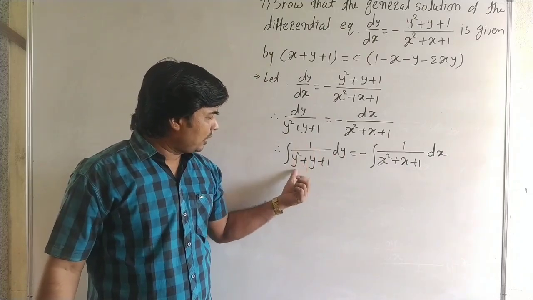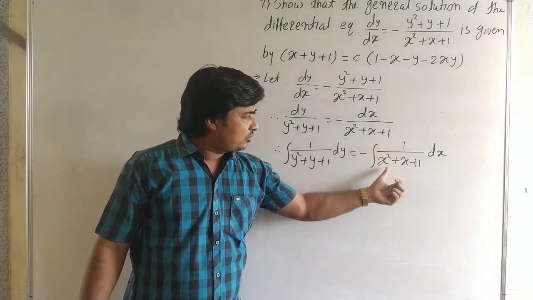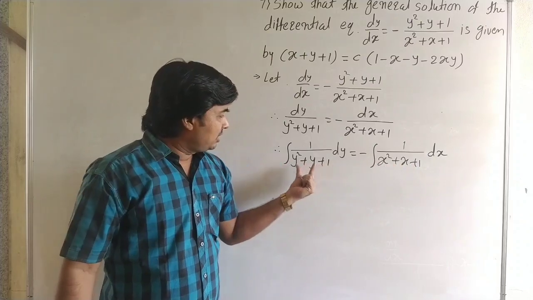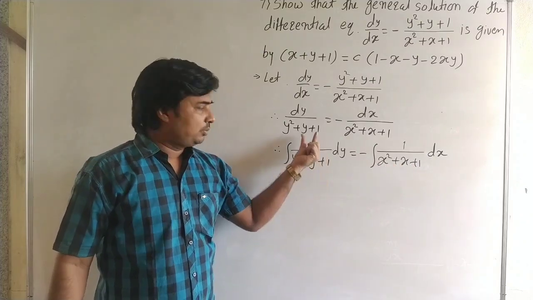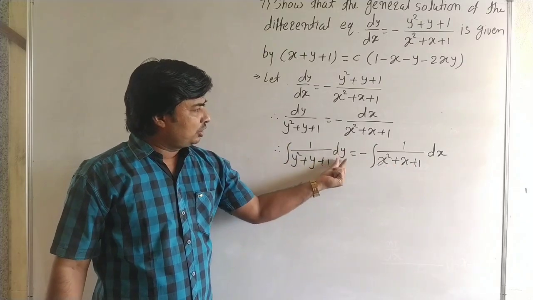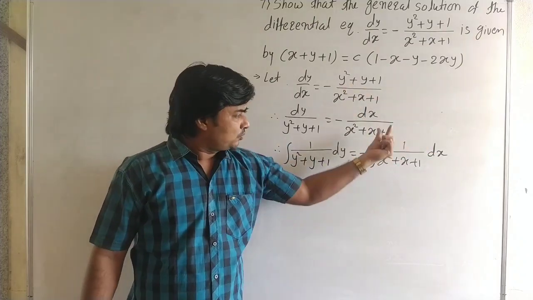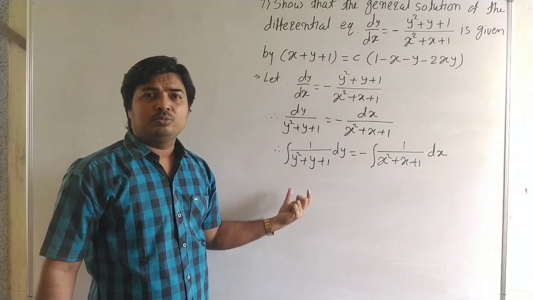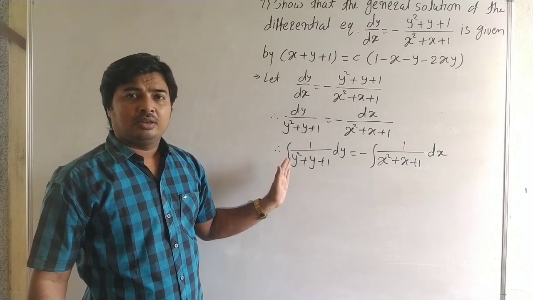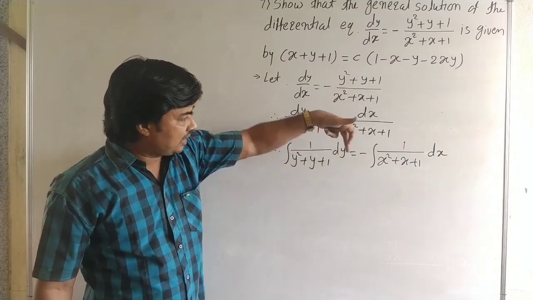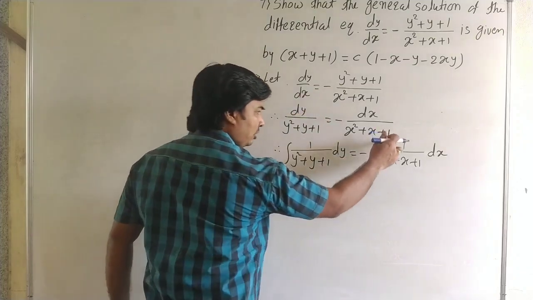Here we have 1 upon y square plus y plus 1, and 1 upon x square plus x plus 1. It is an integral of the function of y, that means 1 upon a quadratic function with respect to y, and 1 upon a quadratic function with respect to x. Okay, so we solve any one of the two and we directly write the answer of the second integral. Here we solve this integral.